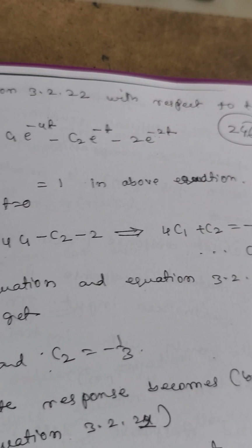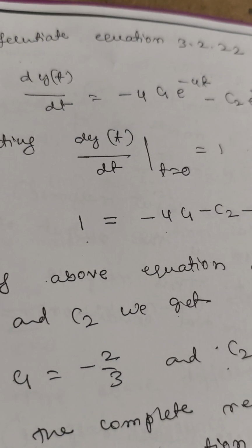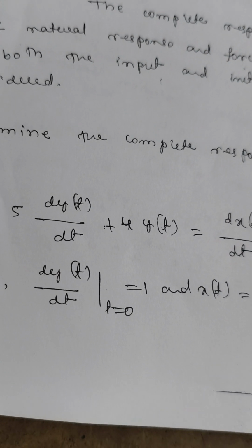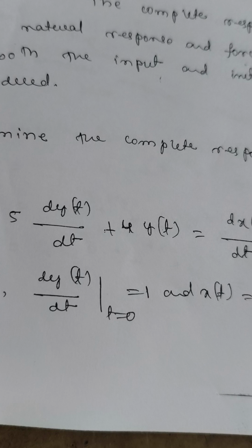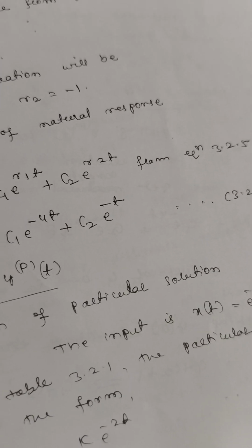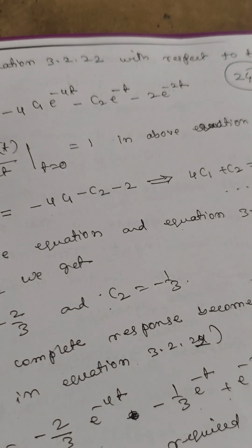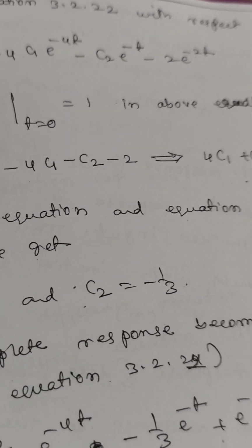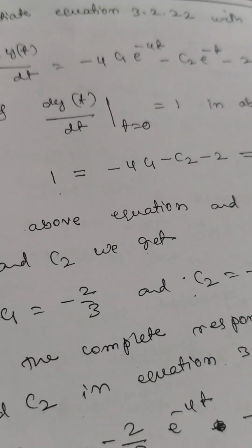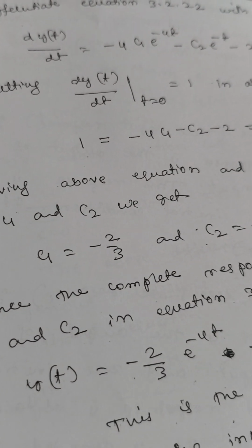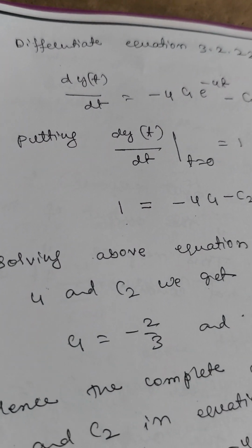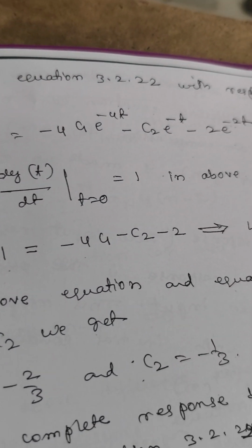Like this we will get this equation. Putting dy of t by dt at t equal to 0 equal to 1 in our equation. In the problem also they have given the value of dy of t by dt at t equal to 0 equal to 1. They have given one more initial condition. Substitute this value in our equation, then it will be 1.